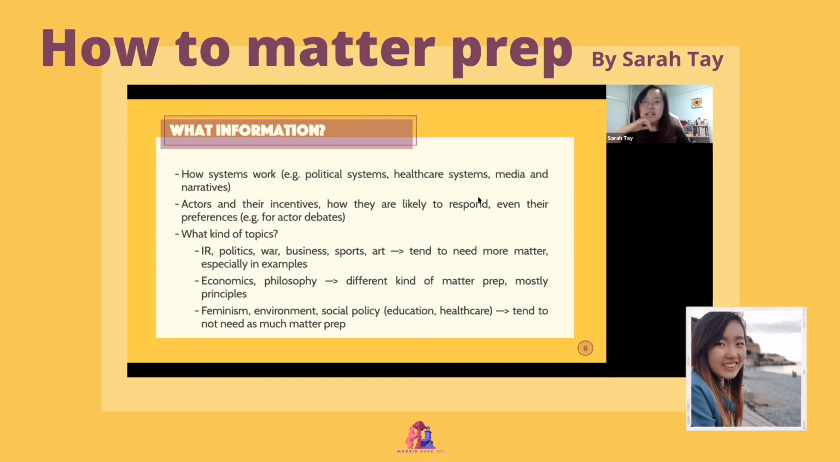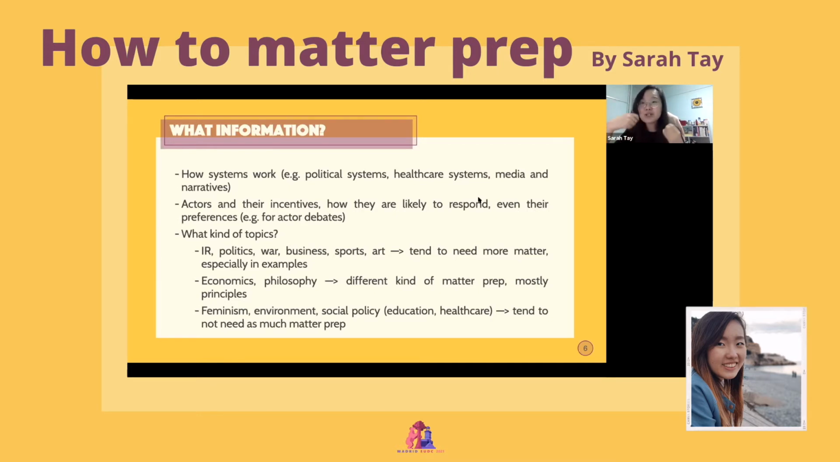The second area where I think information can be useful is in terms of actors, incentives, how they're likely to respond, what their preferences are. This is obviously useful for actor debates, but I also think it's really useful if you have concrete examples to show their revealed preferences for what actors actually care about. I think that's the kind of stuff that breaks the deadlock in many debates, and helps you do the actor-specific analysis that often comes out in rebuttal in deputies or in extensions in member speeches.